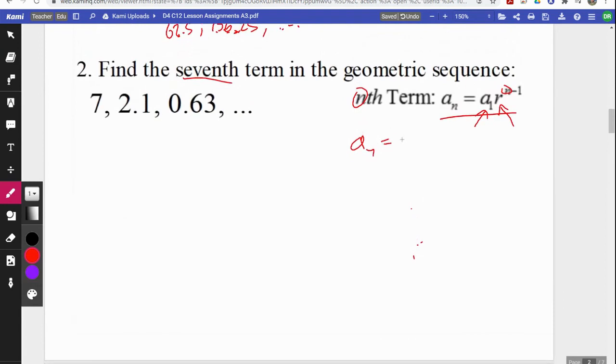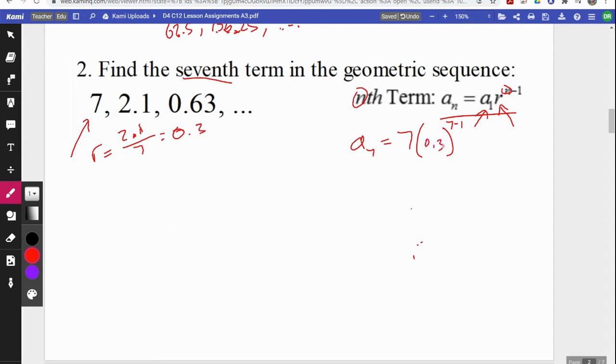All right, this means we have the first term, which is easy enough to find. It's 7, and then times r, our common ratio, raised to the 7 minus 1 power, because we're looking for the 7th term. To find r, same deal: take a term divided by the previous. 2.1 divided by 7 is going to be 0.3. And so we know r, 0.3.